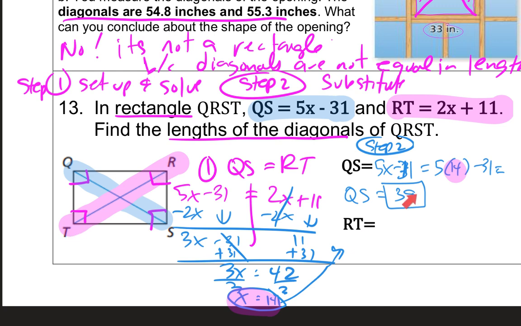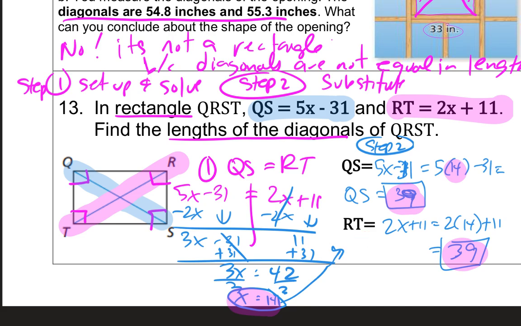Okay, now, if this is 39, what would you expect RT to be? 39 or different? We should also expect it to be 39. So let's check our work just to make sure, right? We would say RT is 2x plus 11, which means 2 times 14 plus 11, right? If you put that in a calculator, 2 times 14 is 28 plus 11 gives us 39. So just as we suspected, the answer is 39 on both of those. All right? So that's our practice with those diagonals.